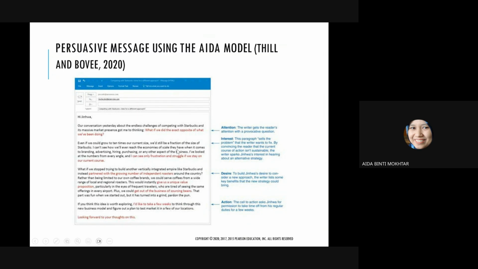And then it moves down to interest. This paragraph sells the problem that the writer wants to fix by convincing the reader that the current course of action isn't sustainable. The writer sparks Xinhua's interest in hearing about an alternative strategy. Then it moves down to desire. To build Xinhua's desire to consider a new approach, the writer lists some key benefits that the new strategy could bring. Then it goes down to action. The call to action asks Xinhua for permission to take time off from his regular duties for a few weeks. And of course, this is the call to action, right?